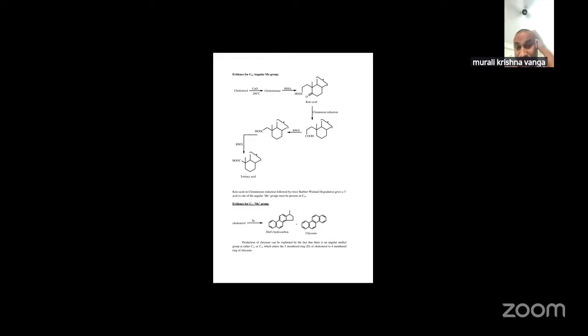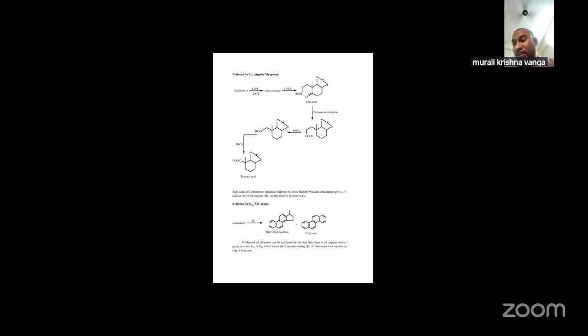This carboxylic acid undergoes Barbier-Wieland degradation twice, then gives a tertiary carboxylic acid. In the tertiary carboxylic acid, there is an angular methyl group. That confirms the position of the angular methyl group at the C10 position in cholesterol.